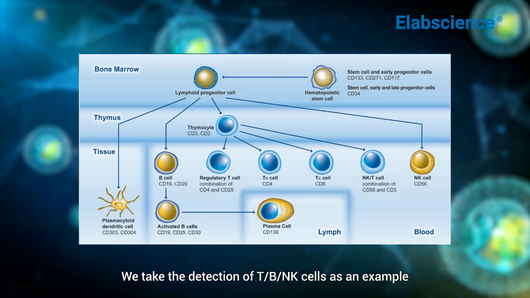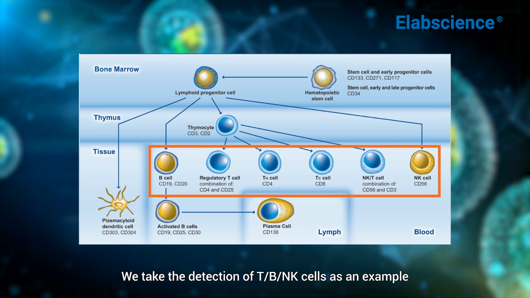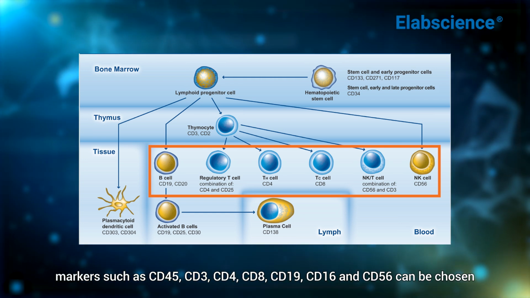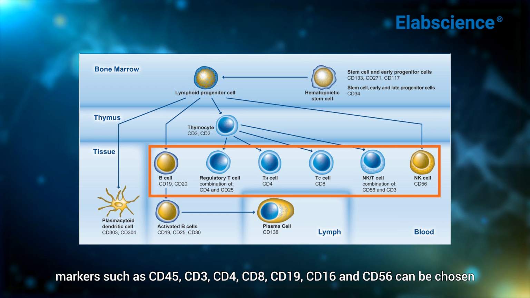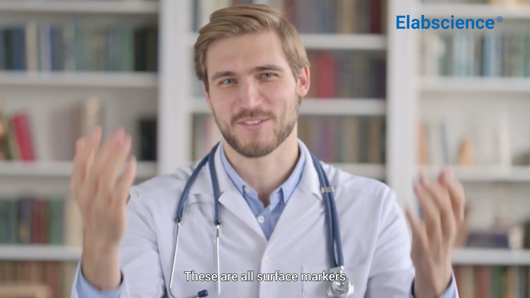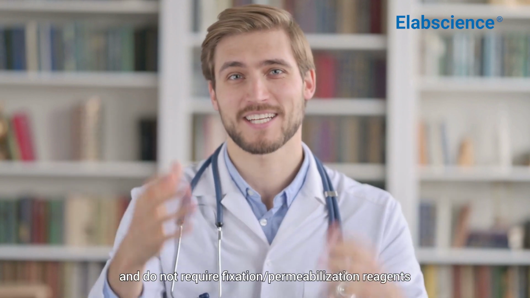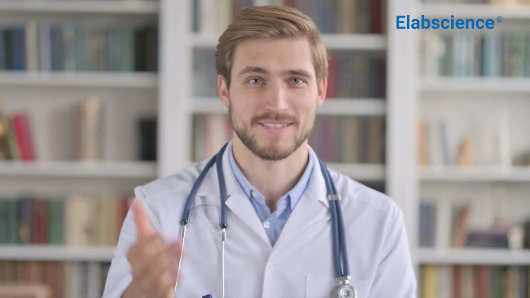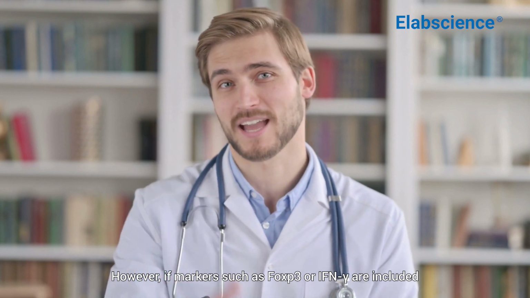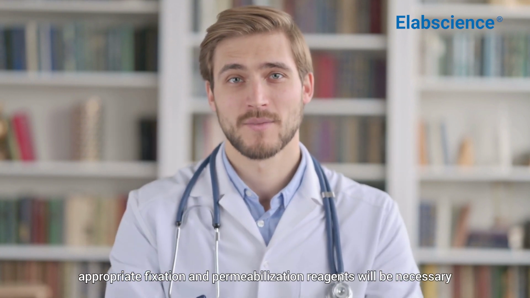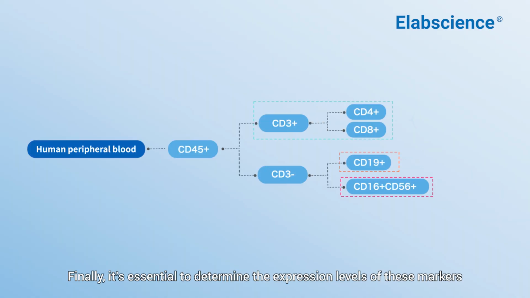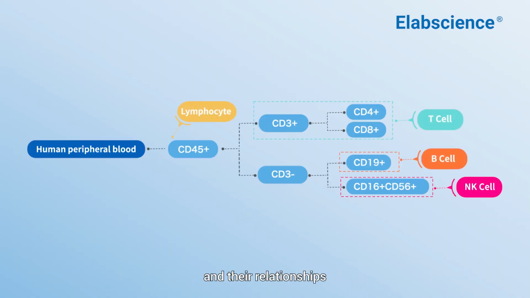We take the detection of T, B, and NK cells as an example. Markers such as CD45, CD3, CD4, CD8, CD19, CD16, and CD56 can be chosen. These are all surface markers and do not require fixation and permeabilization reagents. However, if markers such as FOXP3 or IFN gamma are included, appropriate fixation and permeabilization reagents will be necessary. Finally, it's essential to determine the expression levels of these markers and their relationships.